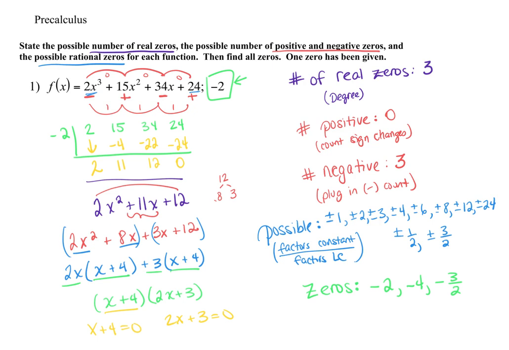And you can look, negative 4 was an option when I gave that pool of numbers, and negative 3 halves was an option when I gave that pool of numbers. So now I have answered every piece of this particular problem.